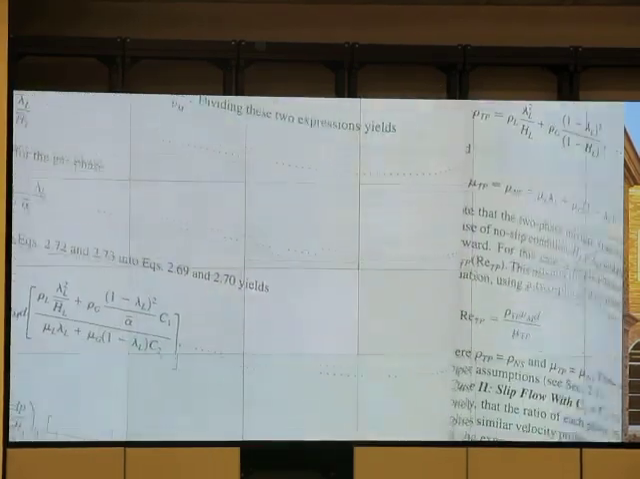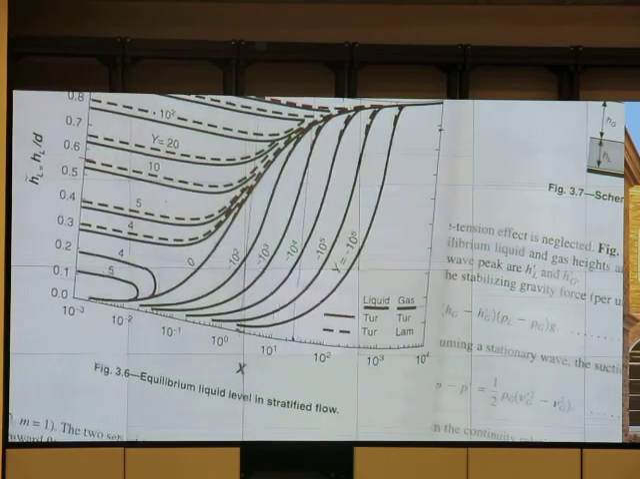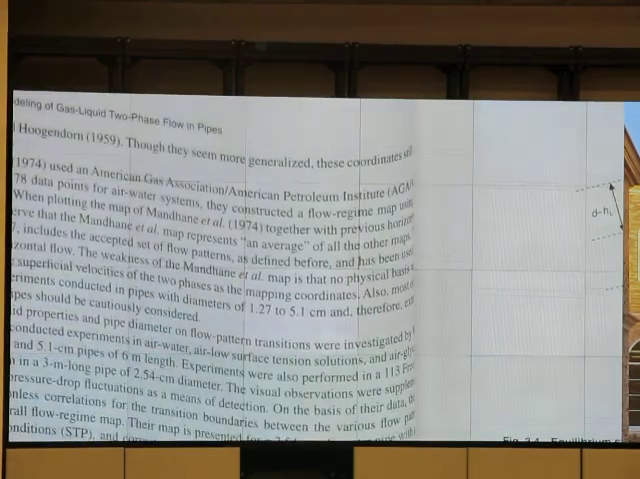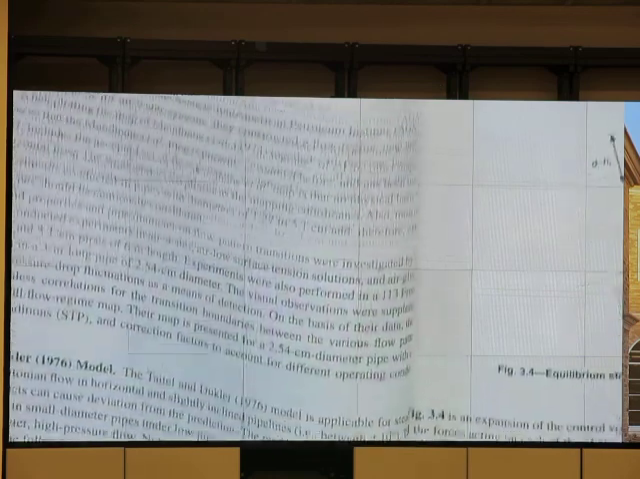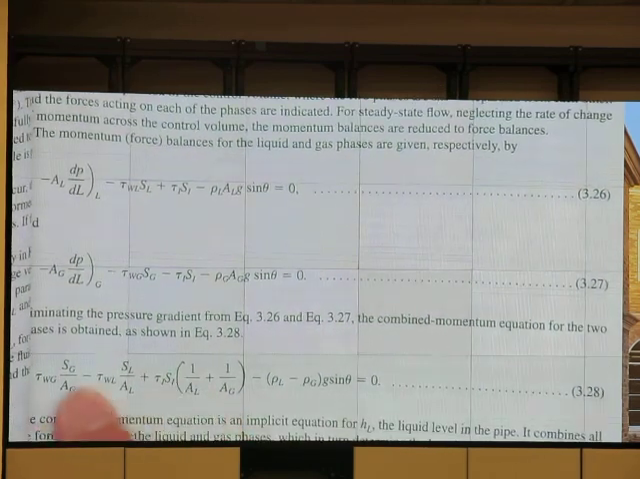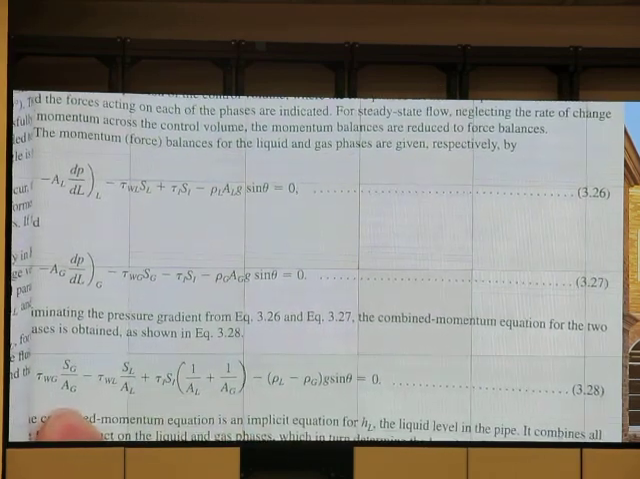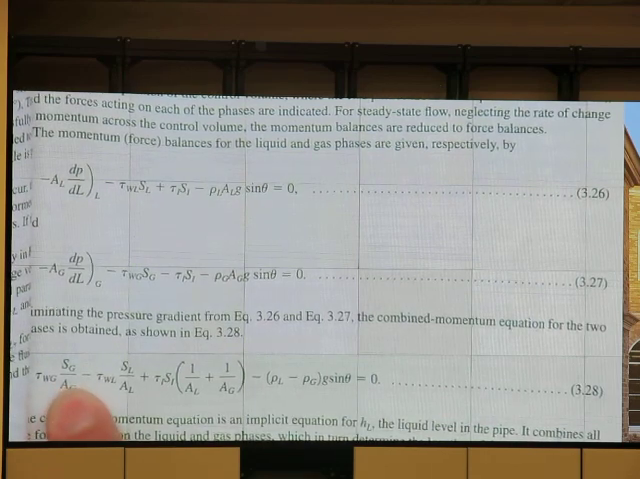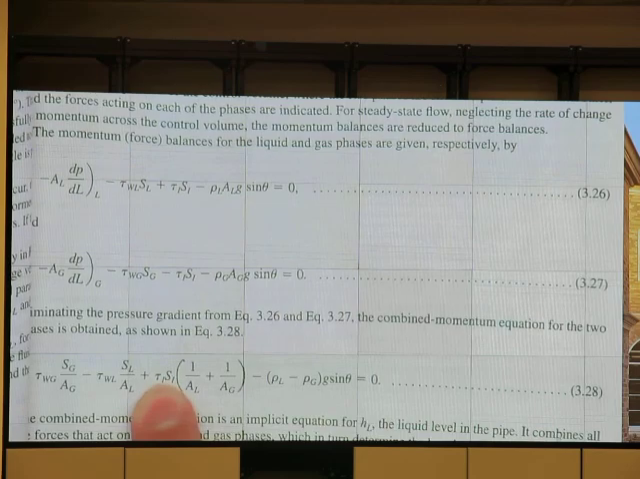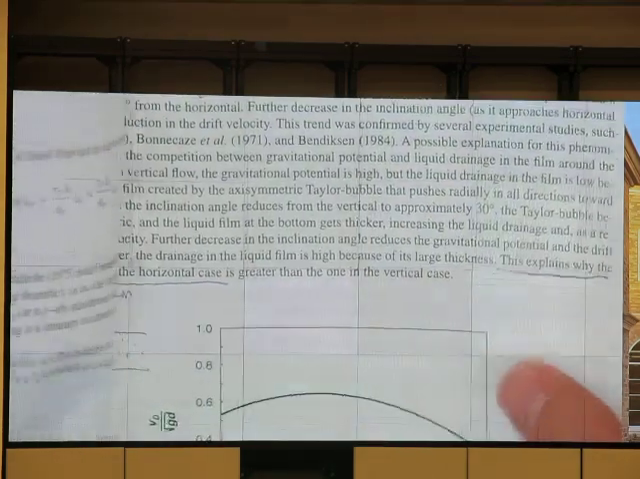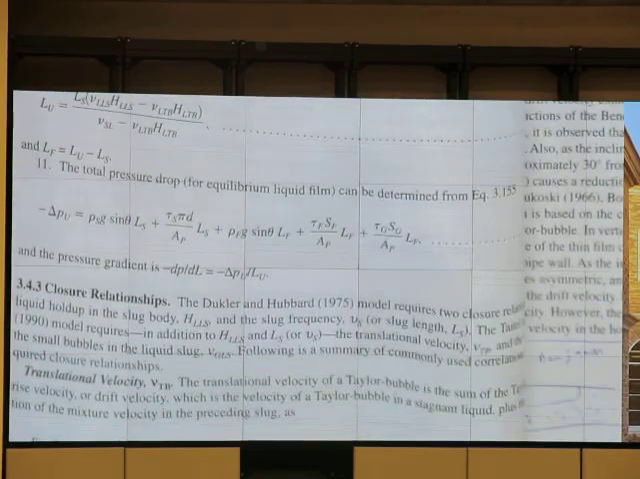Does it? So I have, it's not 3.34. It's not 3.28. You see this? This is stratified flow, page 65, right? Tau WG minus tau WL plus tau I. Okay. Now look at page 108.